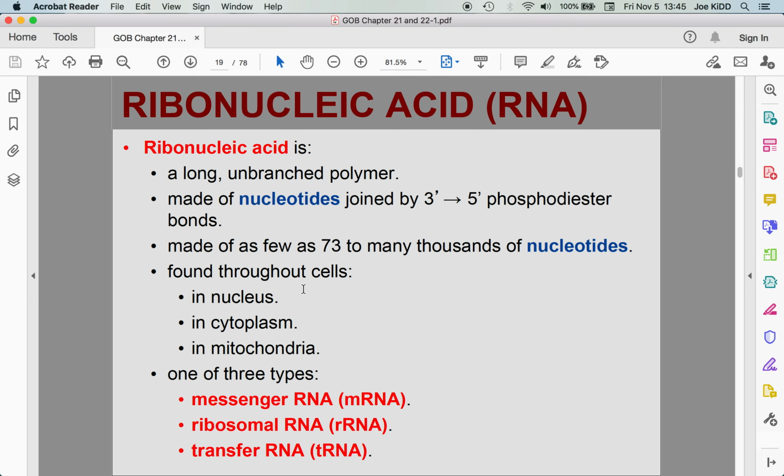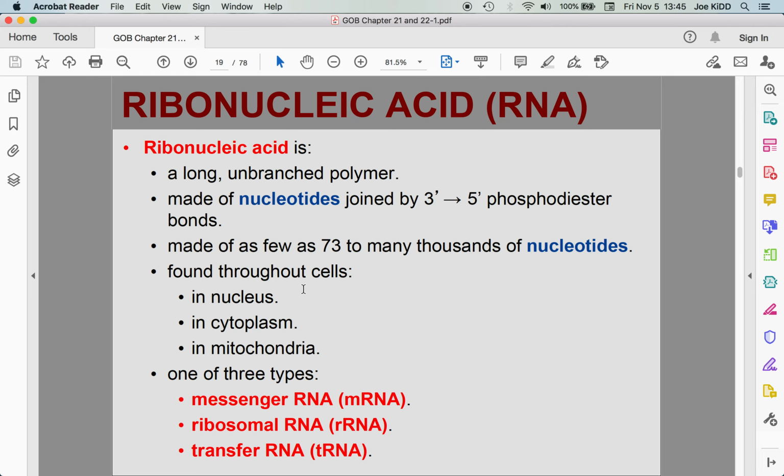RNA is similar to DNA, but again, we know that RNA is going to use ribose instead of deoxyribose. But there are some other differences as well. Unlike DNA, RNA will be single-stranded. It's long, unbranched, and joined 3 to 5, just like DNA is. However, it tends to be made of smaller units.